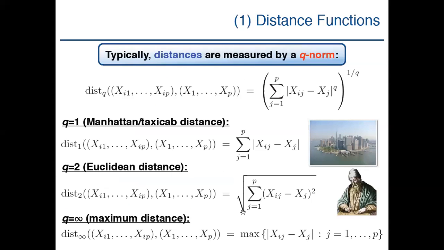You will take a square root and that will give you the Euclidean distance. So these are the two distance measures that are most common, and even between these two, the Euclidean distance is what you will most commonly use to find the distance between two observations.